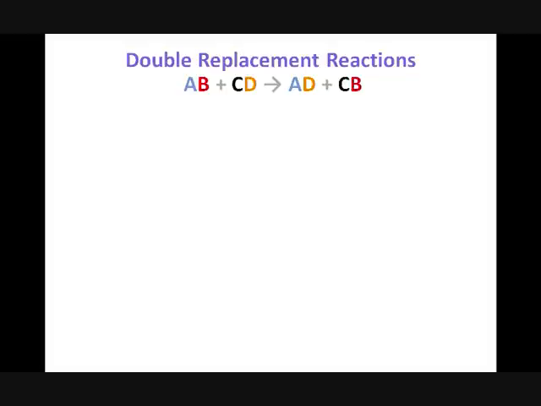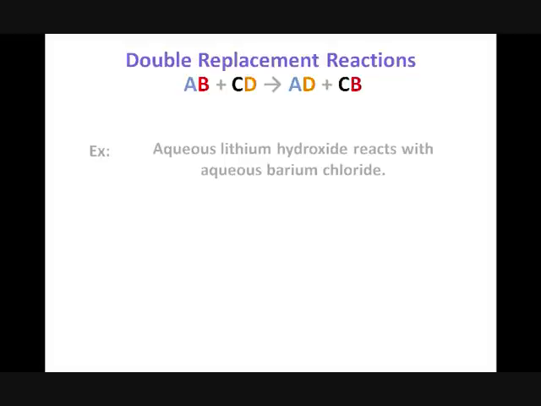Here's an example for us to work through together. Aqueous lithium hydroxide reacts with aqueous barium chloride. So what information have we been given here? Well, lithium hydroxide is one of our reactants. That's a compound. And barium chloride is our second reactant. That's another compound. Whenever two compounds react together, we call that a double replacement reaction. So all we need to do here is just switch around the couples. Lithium hydroxide reacts with barium chloride to form, switch them around, lithium chloride and barium hydroxide.